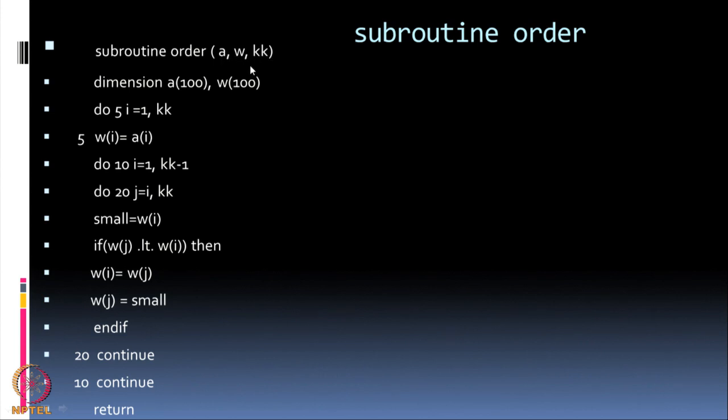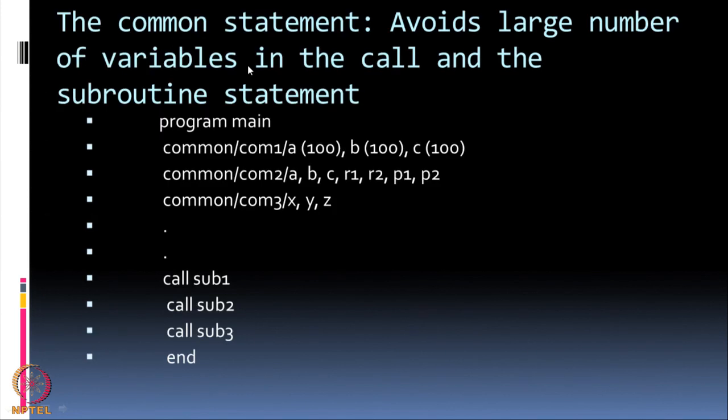Now, there is another way to do this, what is called a common statement. The advantage of a common statement is that if you have a very large number of variables to be transferred from main program to subroutine, suppose you have 40 objects, you cannot possibly write all the 40 objects in one particular bracket. So, what you do in the main program, you have several common statements.